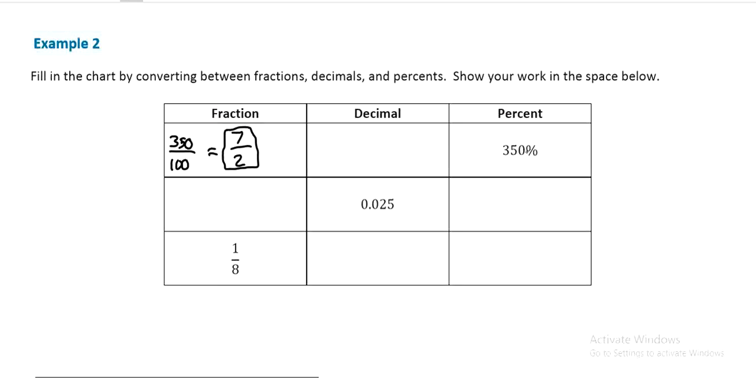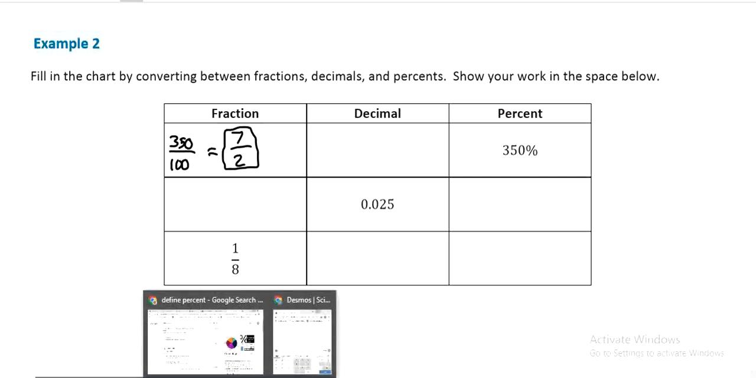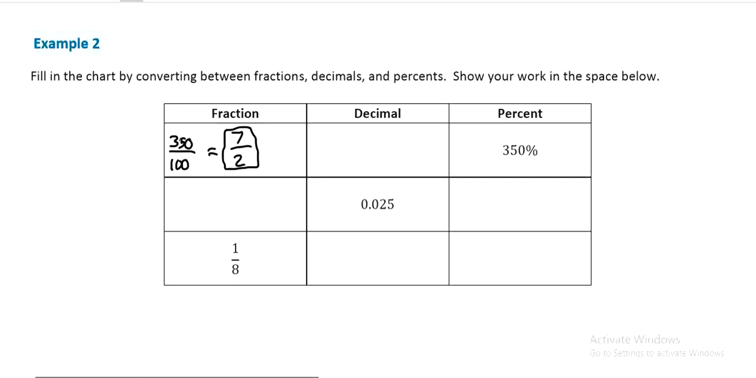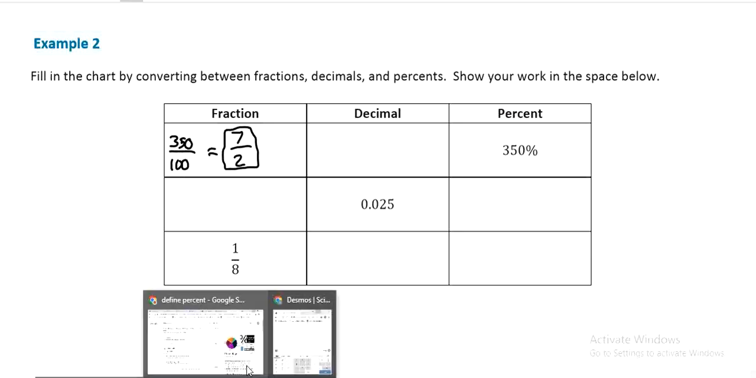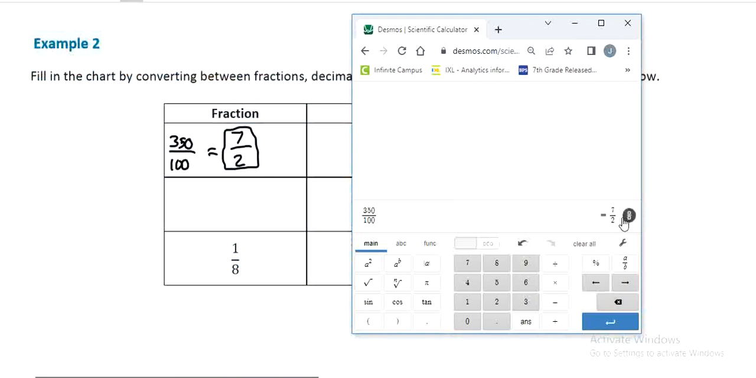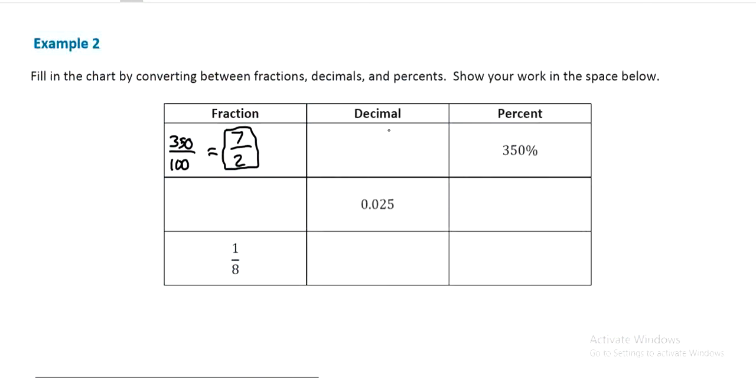is 350%. Now, as a decimal, you might have seen what that is in my calculator. You can just type in 350 divided by 100, or you could do 7 divided by 2. Either way, you will get 3.5. So there we go. Now we have that.